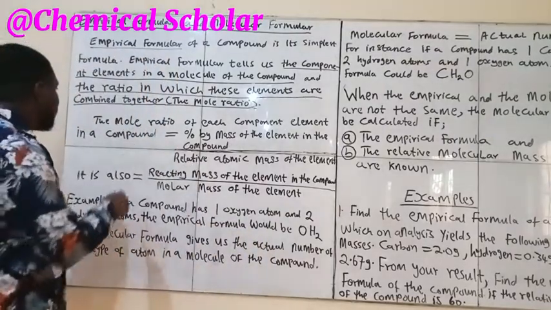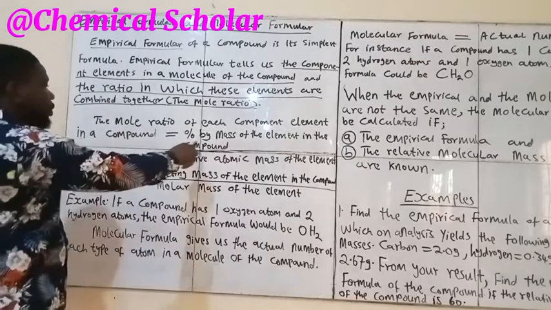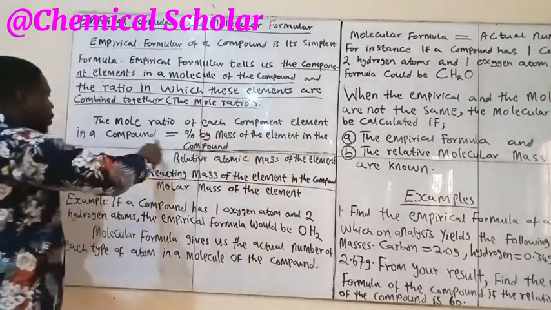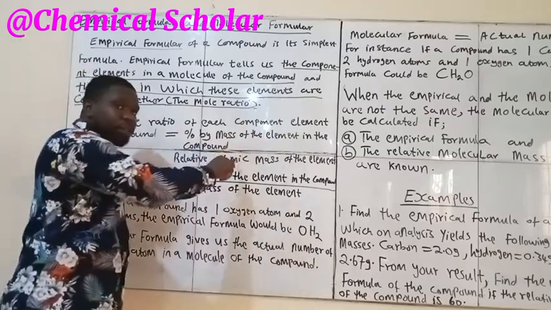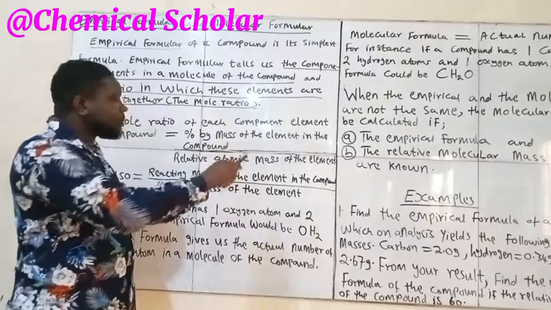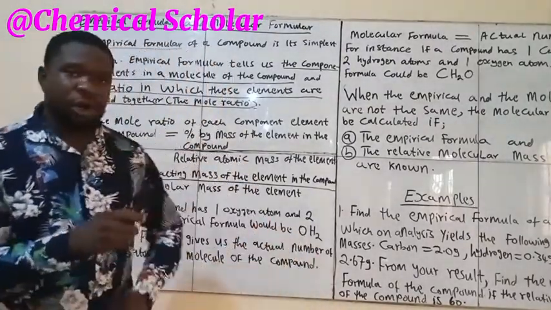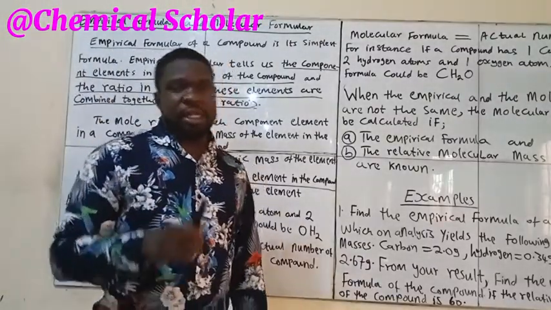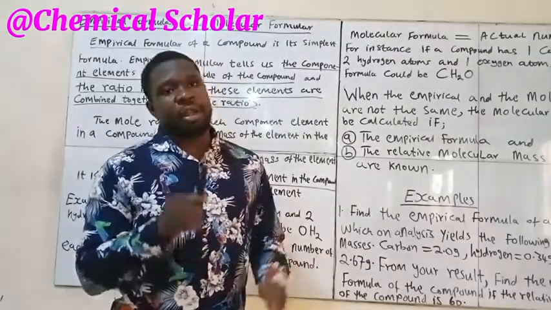Number one, you can find the mole ratio of a compound by using this equation: the mole ratio of each component element in a compound is equal to the percentage by mass of the element in the compound over the relative atomic mass of the element. Percentage by mass of the element in the compound all over the relative atomic mass of that particular element. That gives you the mole ratio of that particular element in the compound.